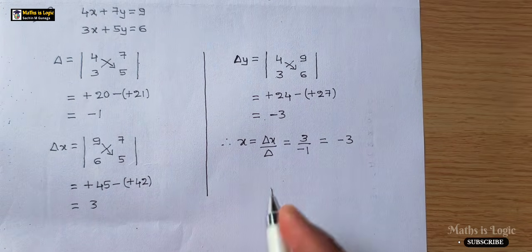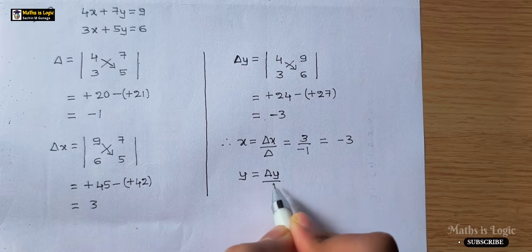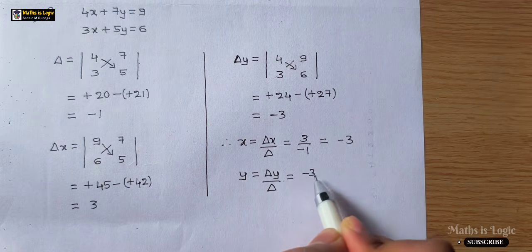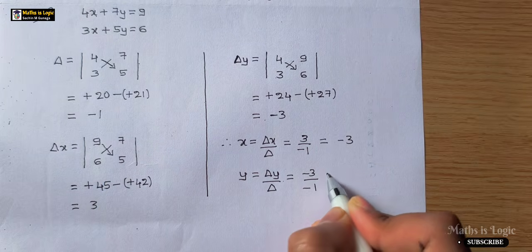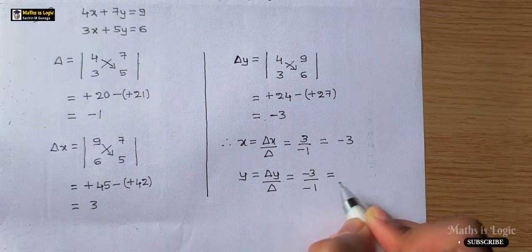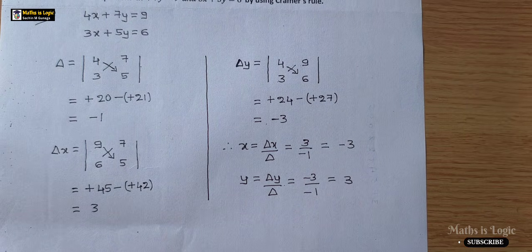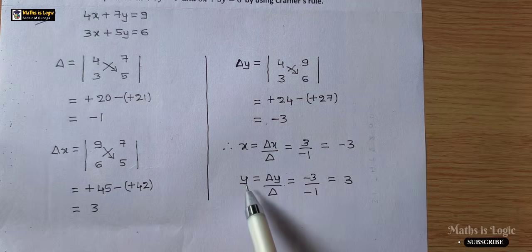Next, the value of y. Formula delta y divided by delta. So delta y is minus 3 divided by delta is minus 1. So which is equal to minus 3 divided by minus 1 is plus 3. Therefore, x value is minus 3 and y value is plus 3.